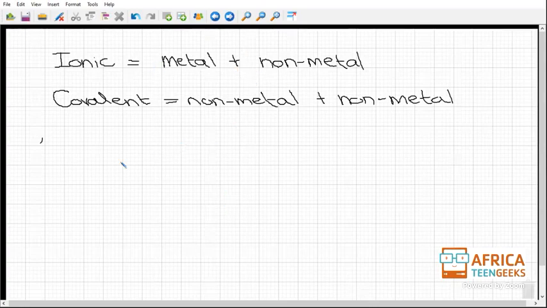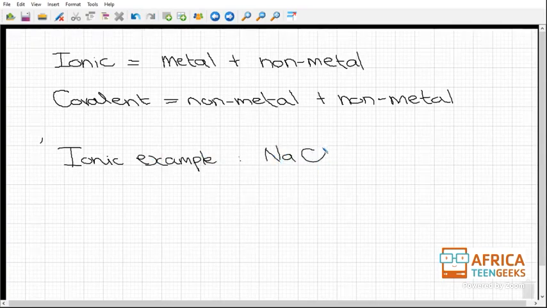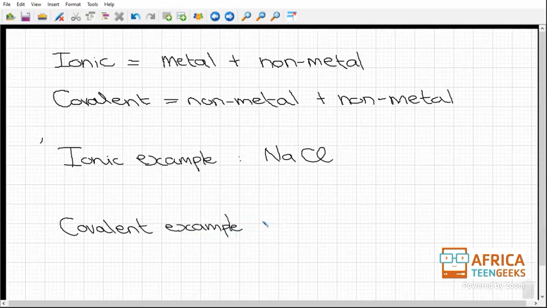The ionic one we looked at yesterday was sodium chloride, table salt. And the covalent example we looked at yesterday was water. Clearly, example doesn't want an L.